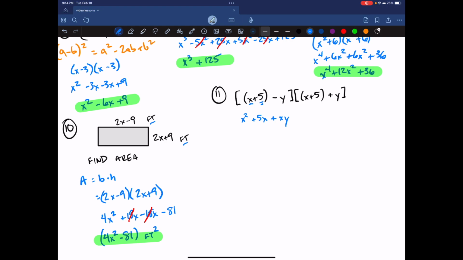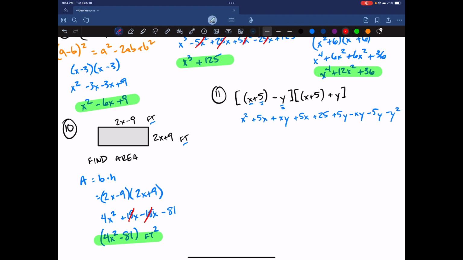I have 5 times x, that's going to be 5x here. 5 times 5 is 25. 5 times y is going to be 5y. Okay, and then I move to the next part. Negative, that's going to be minus xy. That's going to be minus 5y. And that's going to be minus y squared.